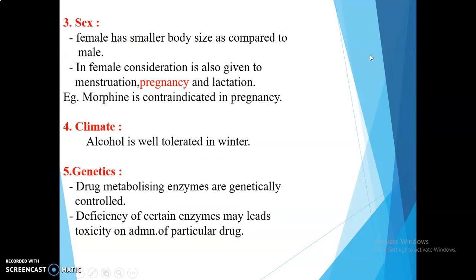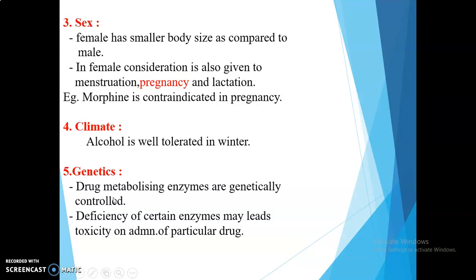Sex. Sex is another important factor that needs to be taken into consideration while prescribing a drug, because females have a smaller body size as compared to males, and females have to pass through delicate periods like menstruation, pregnancy and lactation throughout life. So these factors should be considered while prescribing the drug. For example, morphine is contraindicated in pregnancy as it crosses the placental barrier and affects fetal respiration.